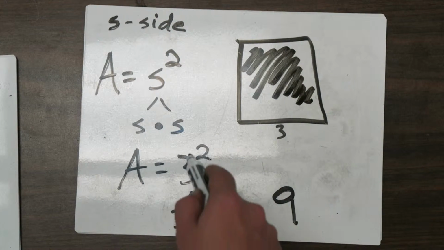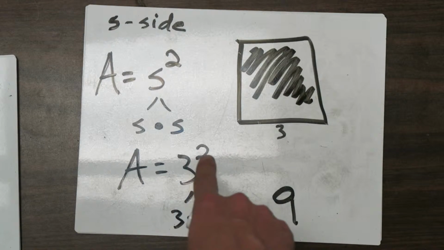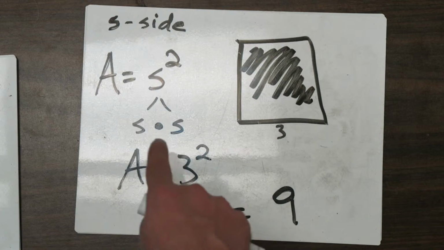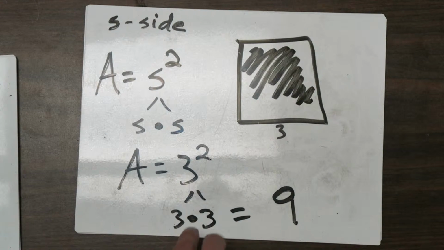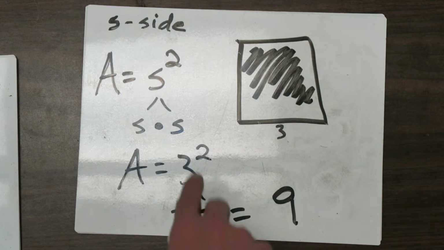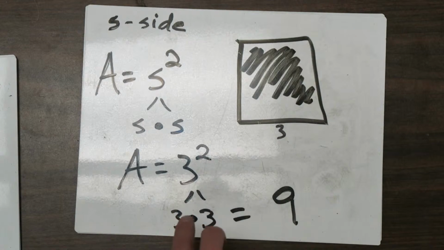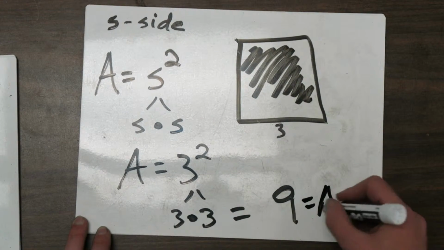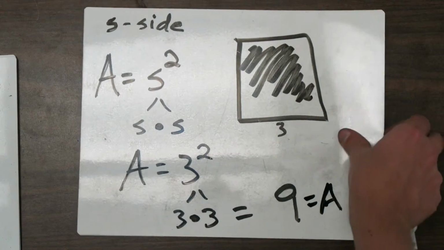Now, again, whatever this exponent is tells us how many times I multiply this. So 3 times 3. I have a 2 as my exponent, so there's 2 3's there. And 3 times 3 is 9, so the area of this square is 9.